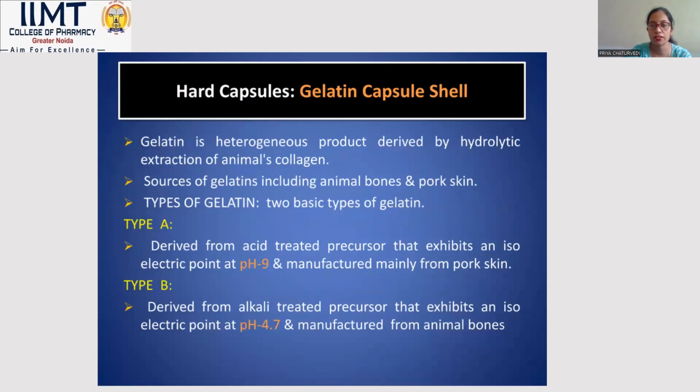Gelatin is a heterogeneous product derived from hydrolytic extraction of animal collagen. Sources of gelatin include animal bones or pork skin. Now, types of gelatin. It is of two types. Type A, it is derived from acid-treated precursor that exhibits an isoelectric point at pH 9 and manufactured mainly from pork skin. Type B, it is derived from alkali-treated precursor that exhibits an isoelectric point at pH 4.7 and manufactured from animal bones.